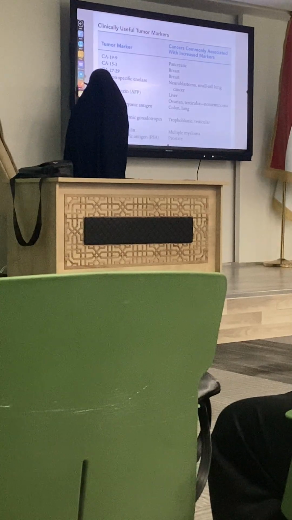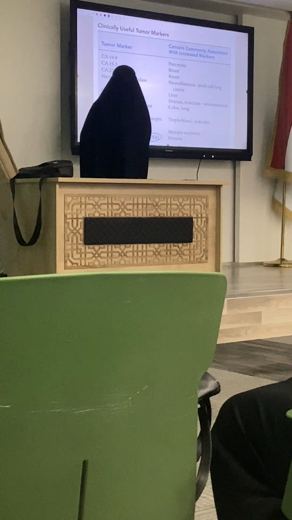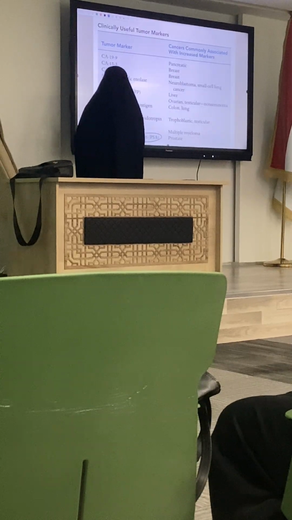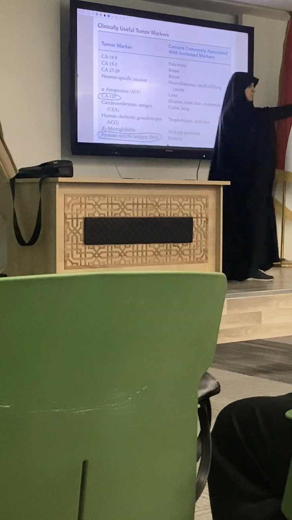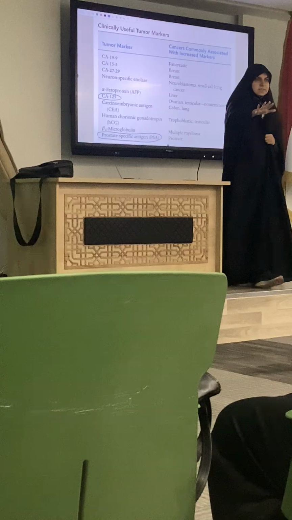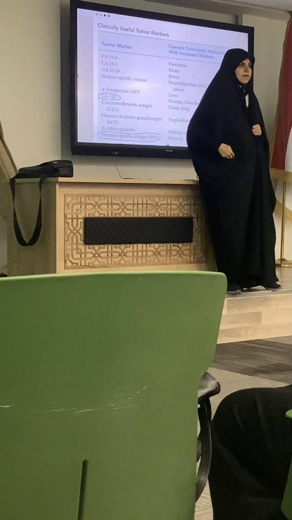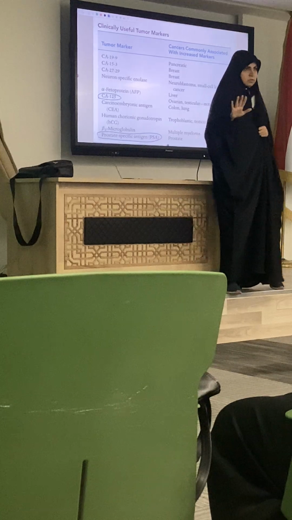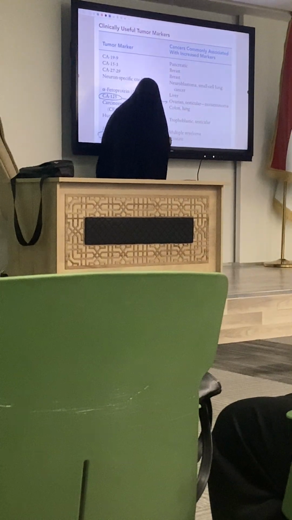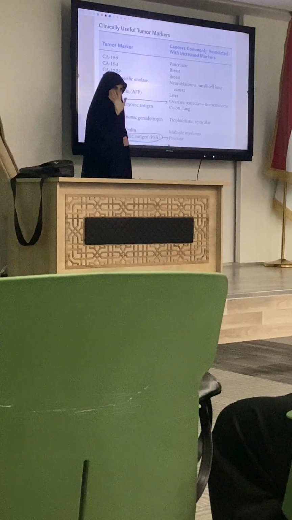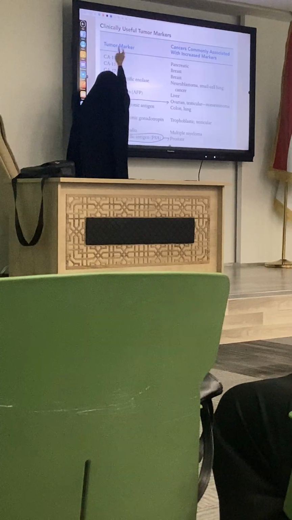This marker is good for you to review. For men, PSA. For women, CA 125, which is the marker for ovarian cancer. Clear? These two markers, just these two.